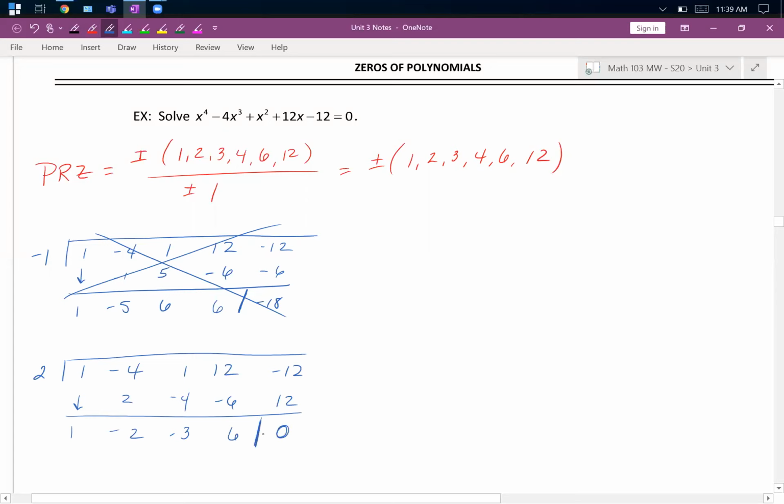And positive 2 does work. So we can start our factoring process, because that's how we want to solve any kind of polynomial equation: we'll get it in factored form and then use our zero product property. We have a 0 of 2, so that gives us a factor of x minus 2. Our next factor is going to be cubic, x to the third minus 2x squared minus 3x plus 6 equal to 0.